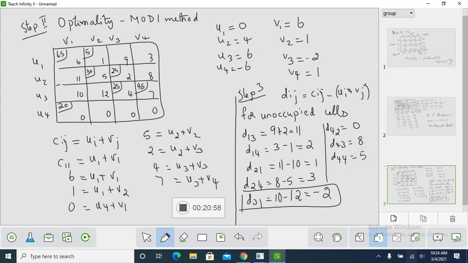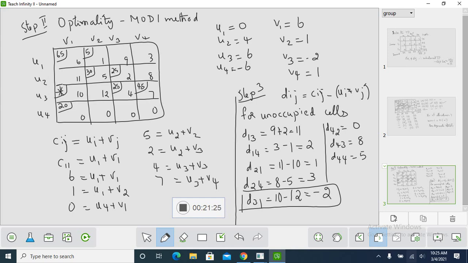So the only problematic position is where my D31 becomes negative. If it is equal to 0, it is fine. It only depicts that there is going to exist an alternate solution. Right, so alternate solution we need not bother right now. We have to check into this negativity. Now where does this negativity occur? D31. So I am representing it by an asterisk symbol. This is the point where the negativity occurs.